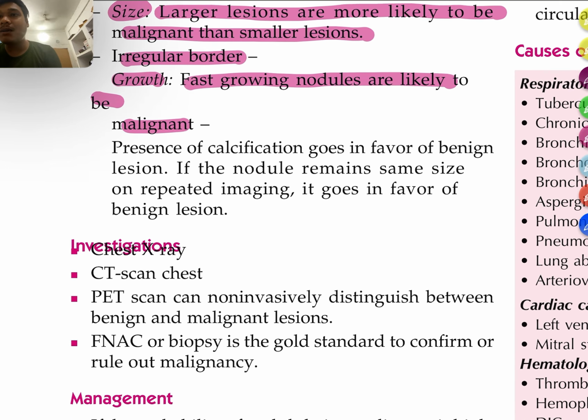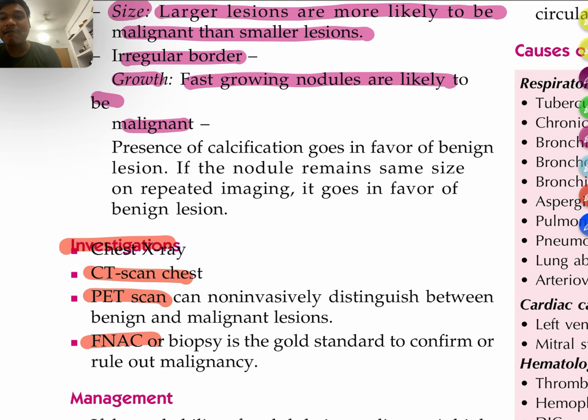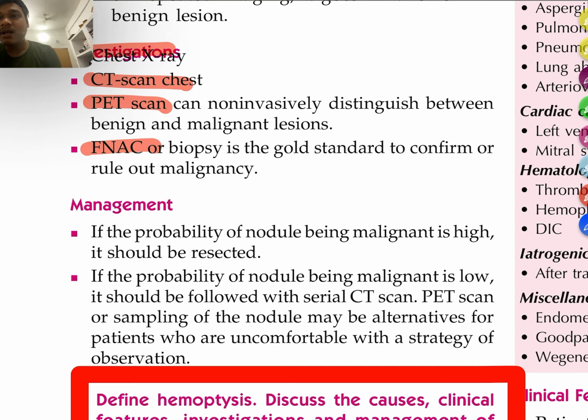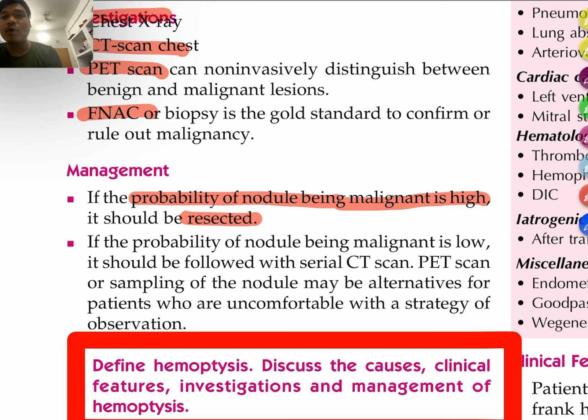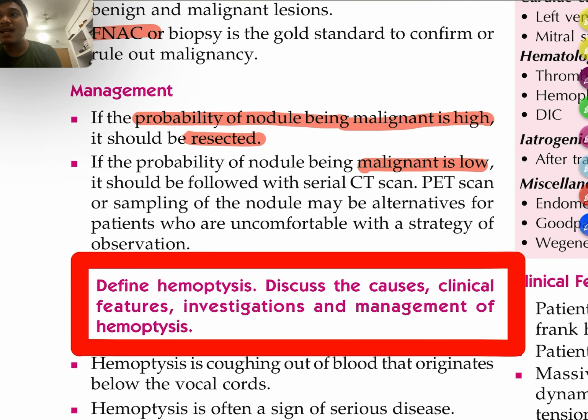Okay, next is how you will investigate it. For investigation, chest x-ray, CT scan, PET scan, and FNAC are to be done. For its management, if the probability of the nodule being malignant is high, it should be resected out so that it will not spread anymore. If the probability of malignancy is low, let it be. By the time it will resolve, or it will not cause any discomfort.